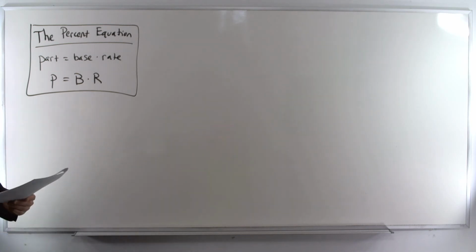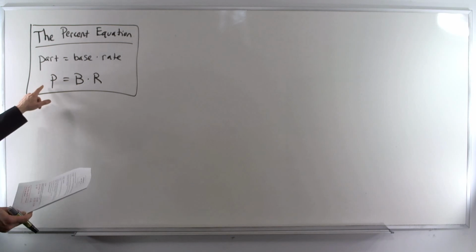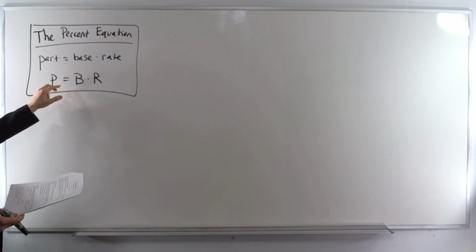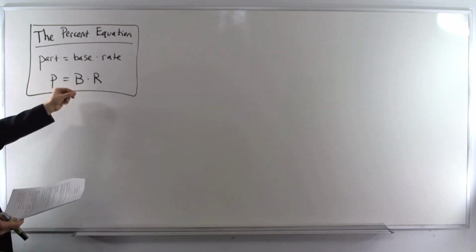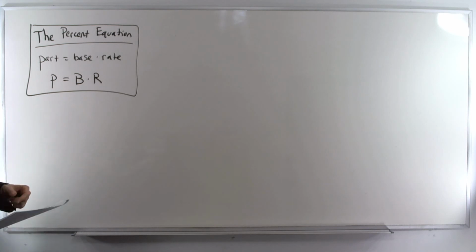So we'll be using the PBR equation, and we're going to follow this procedure. Identify the two known quantities and the one unknown quantity. One of these variables is going to remain a variable. The other two variables, we're going to have numbers plugged in for them, and then we'll solve for the variable. We're going to place the quantities in the appropriate places and then solve.